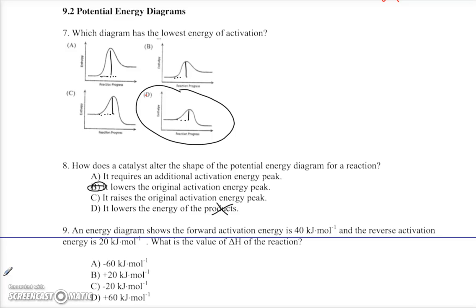Number 9: An energy diagram shows the forward activation energy is 40 kJ per mole, and the reverse activation energy is 20 kJ per mole. What is the value of delta H of the reaction? If you wanted to sketch this to see it visually, the forward activation energy is 40, but the reverse is 20. That tells me that this is an endothermic reaction, because the forward reaction energy here is 40, and the reverse reaction, going from right to left, is 20. So the difference between the products and the reactants has to be 20. And it would have to be a positive 20 because the products end up at a higher energy level than the reactants. It is endothermic, so it is positive 20.